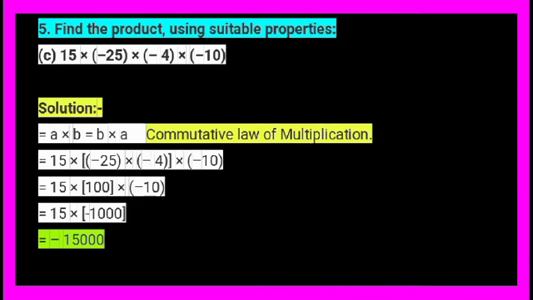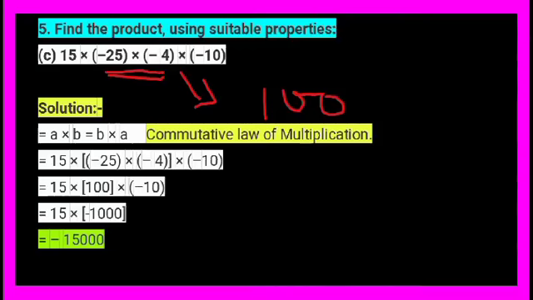C is 15 multiplied by minus 25 multiplied by minus 4 multiplied by minus 10. Now think about these numbers. Which numbers can you take into the brackets to make it in tens or hundreds or in thousands, right? Then you will get the answer in hundreds, thousands or tens. So here we can see that if we multiply 25 by 4, 25 fours are 100. So we can have the answer in 100 terms, right?